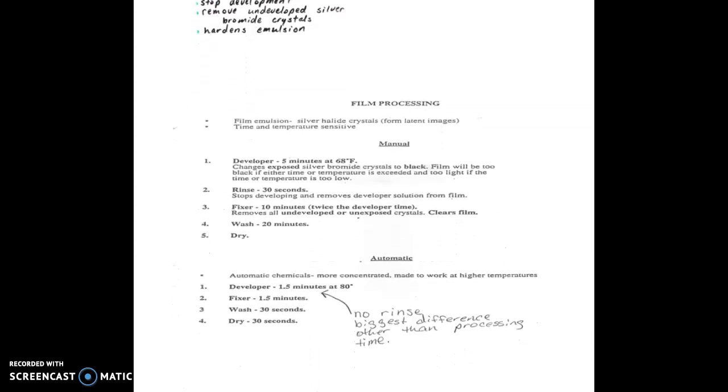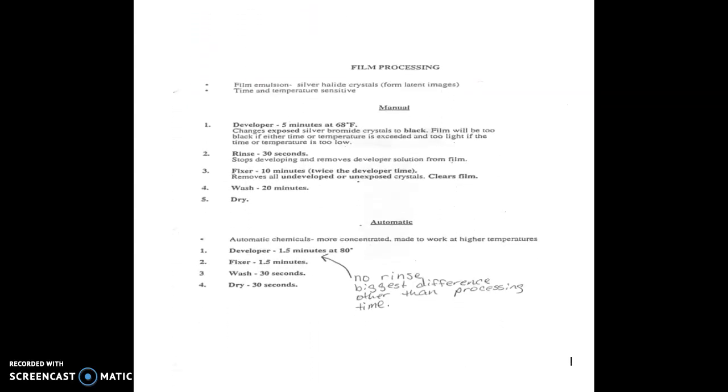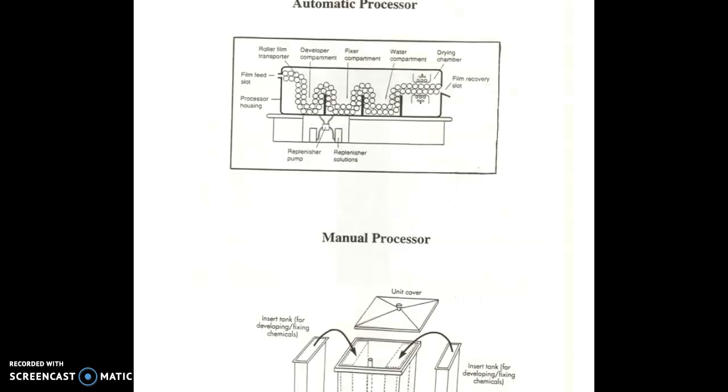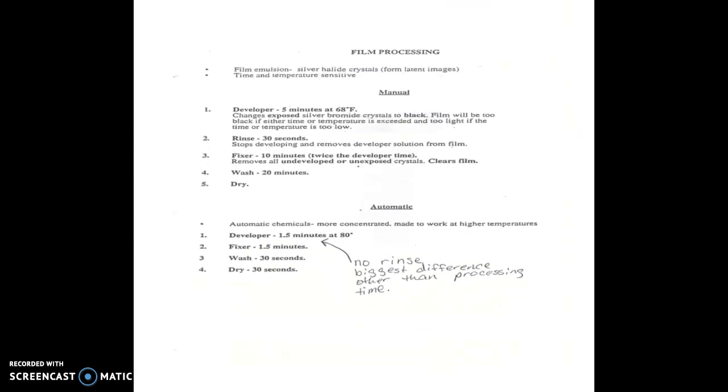Okay, we'll scroll this up a little bit. This is just a breakdown of film processing, what the different chemicals do. I've given you both the manual and the automatic processing times and temperatures. National boards like to ask you these. Again, I don't know anybody who uses manual processing, but just in case they ask, I wanted you to have that information. So the developer is 5 minutes at 68 degrees Fahrenheit for manual processing.